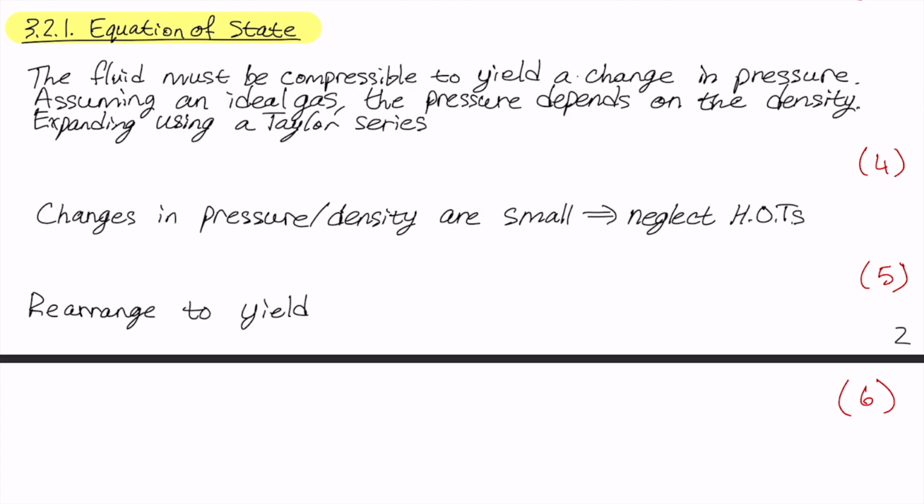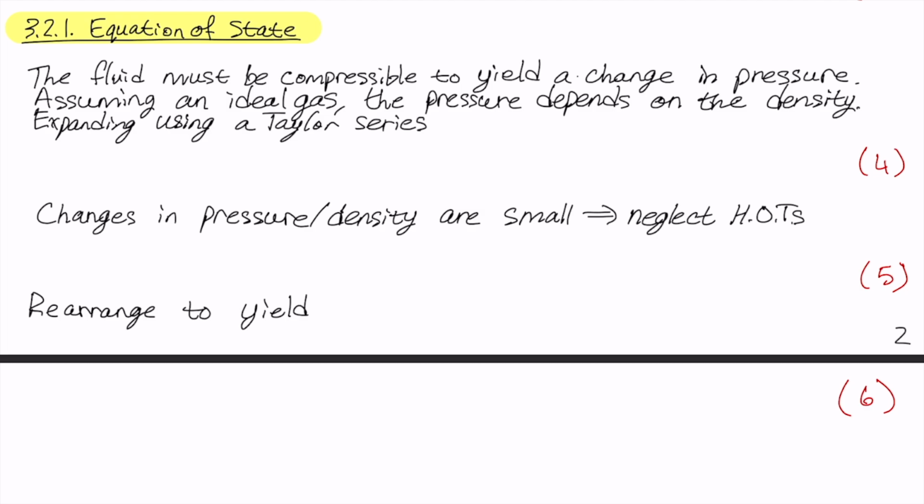Okay, so starting with the equation of state, first the fluid must be compressible. If the fluid is not compressible, then it will not be able to support a change in pressure. And then going a step further and assuming that we're dealing with an ideal gas, the pressure is then going to depend on the density. So as the pressure changes, the density is going to change. As the density changes, the pressure is going to change.